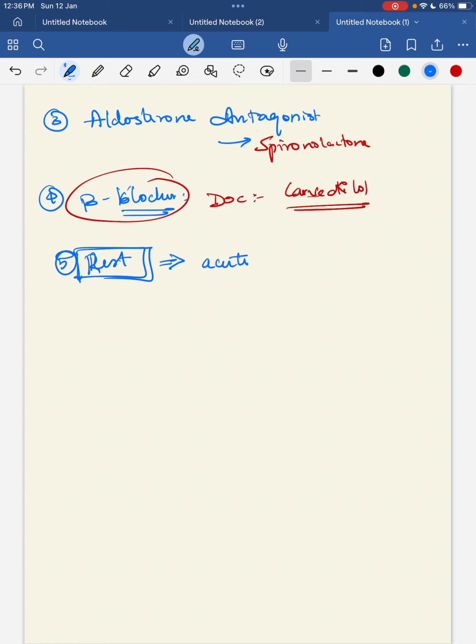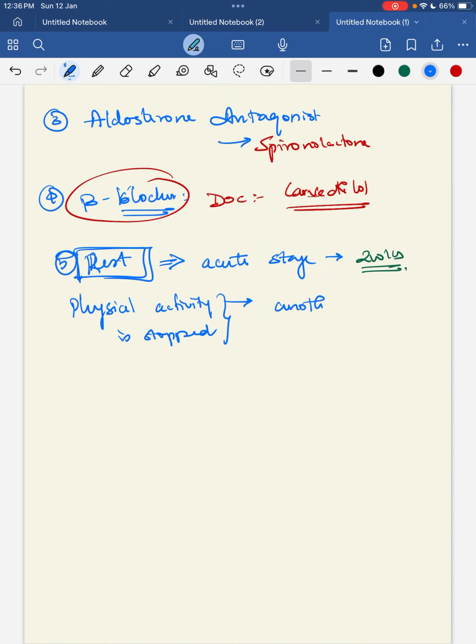Dobutamine is preferred in a normotensive child, while dopamine is preferred in a hypotensive child. So for these IV inotropes, I'll make separate short notes for your university exam. Fine, right? Next is your vasodilators.